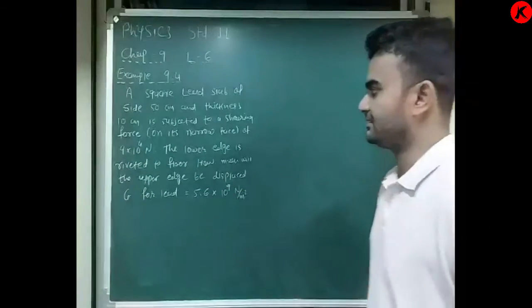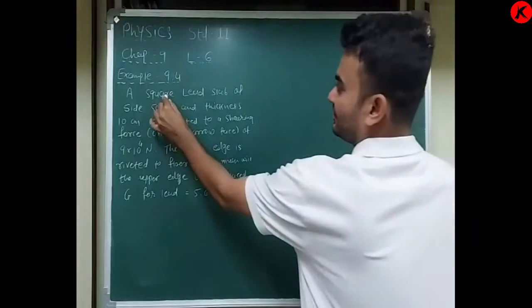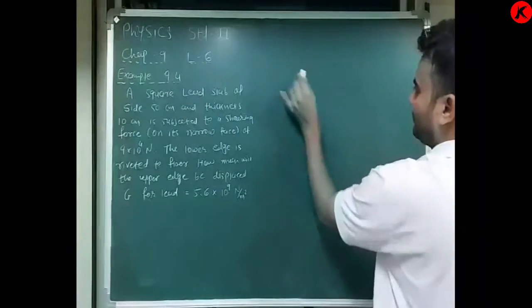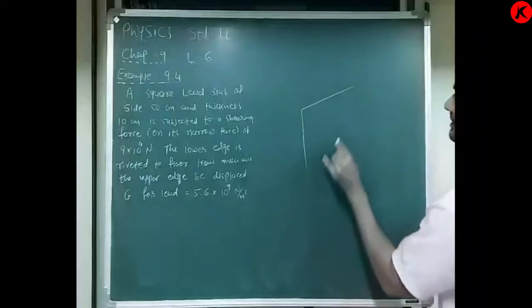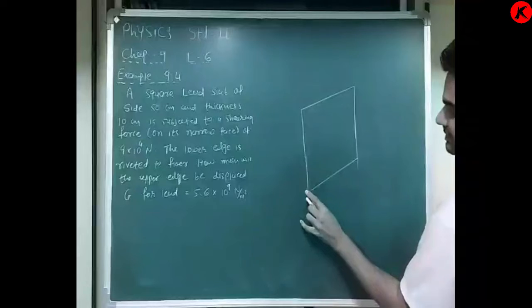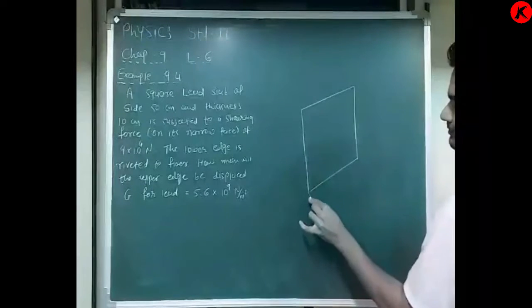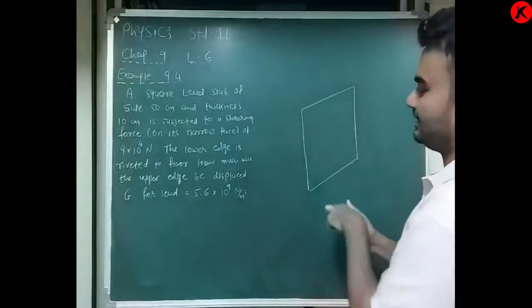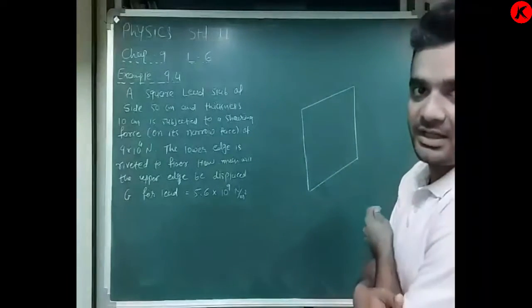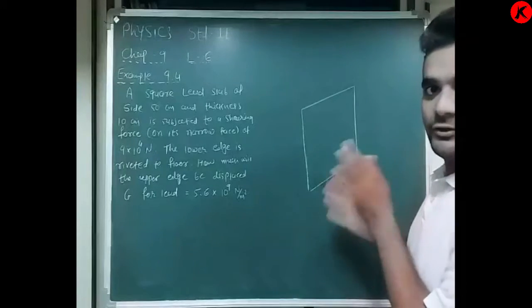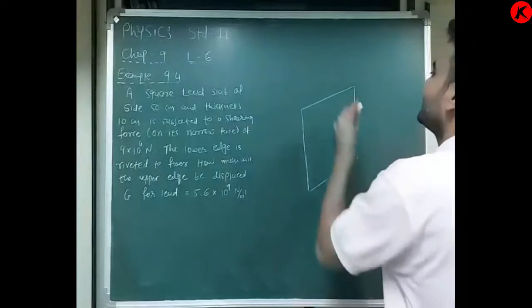Let me draw first. I have a square slab, let's say like this. Some of you will say that, sir, it is not square, it is a parallelogram. It's not a parallelogram. It's square, but the viewpoint is different. That's why you can see it this way.